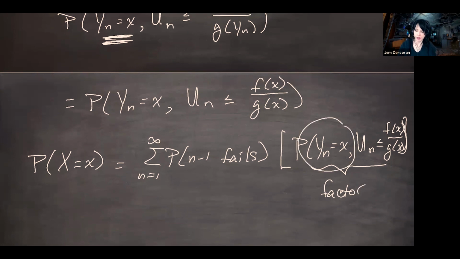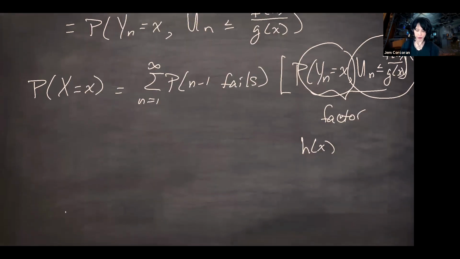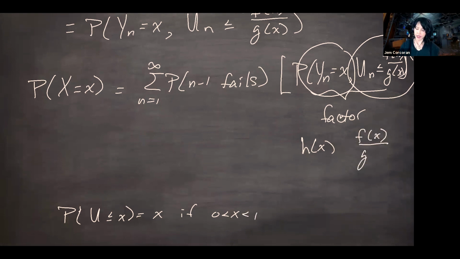And the first probability is what we're calling h of x. And the second probability is exactly like it was in the in-class example. The probability a uniform is less than or equal to a number less than 1 is just the number, right? The probability that a uniform is less than or equal to some x is just x if x is between 0 and 1. So we get f of x over g of x.